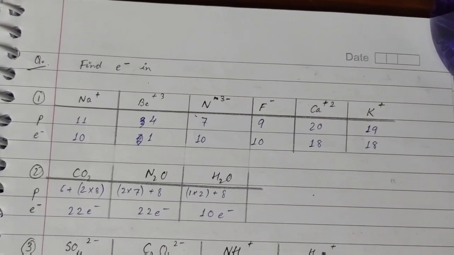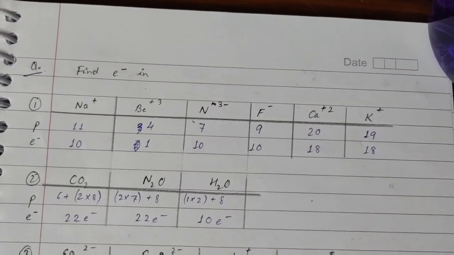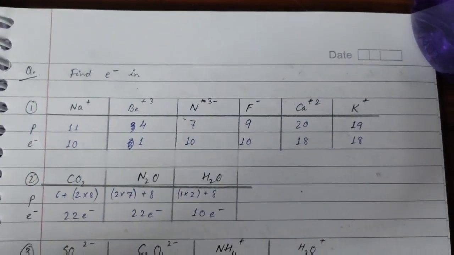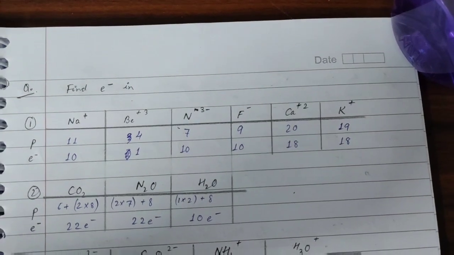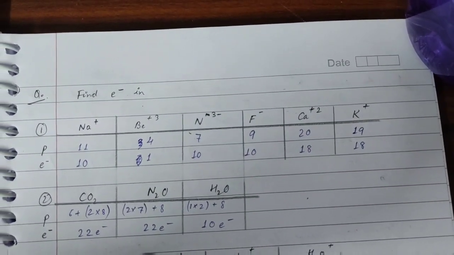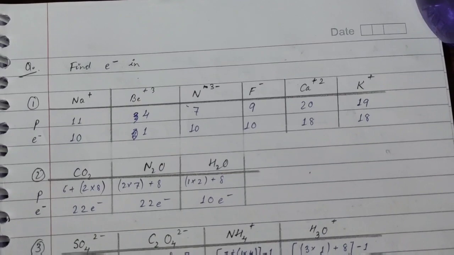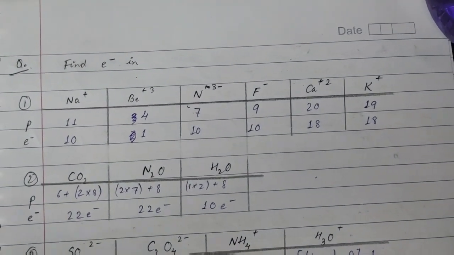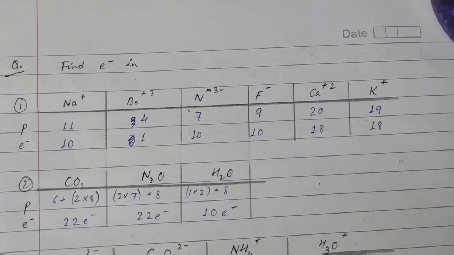Similarly for nitrogen, earlier it had 7 electrons, now the 3 minus denotes that it has gained 3 electrons. The minus sign denotes that the atom has gained some electrons. So now it will become 7 plus 3 is equal to 10. Similarly for fluorine, calcium and potassium.